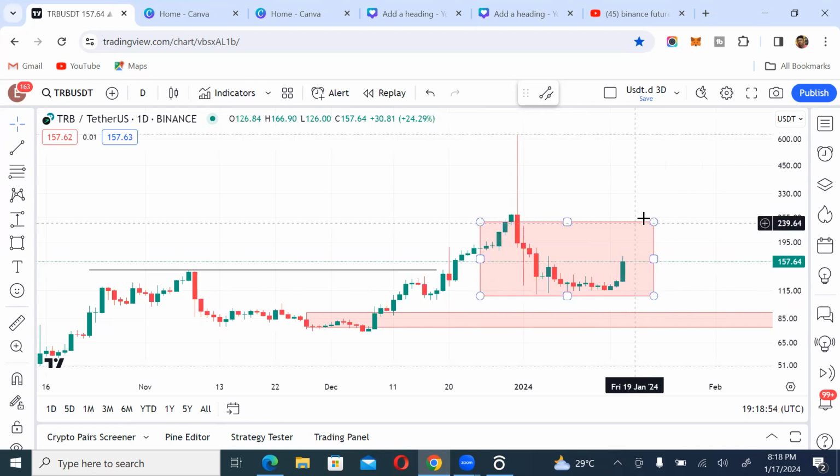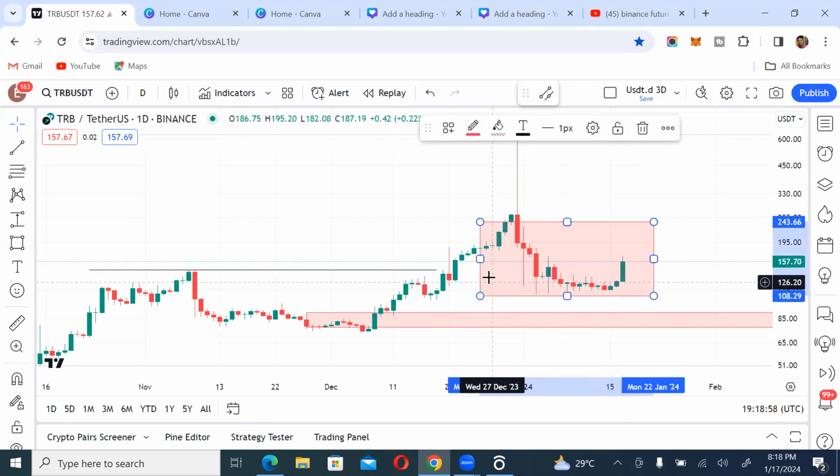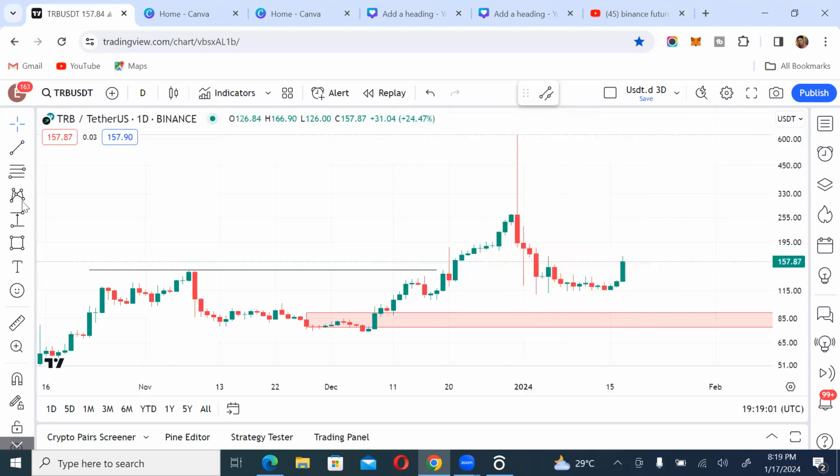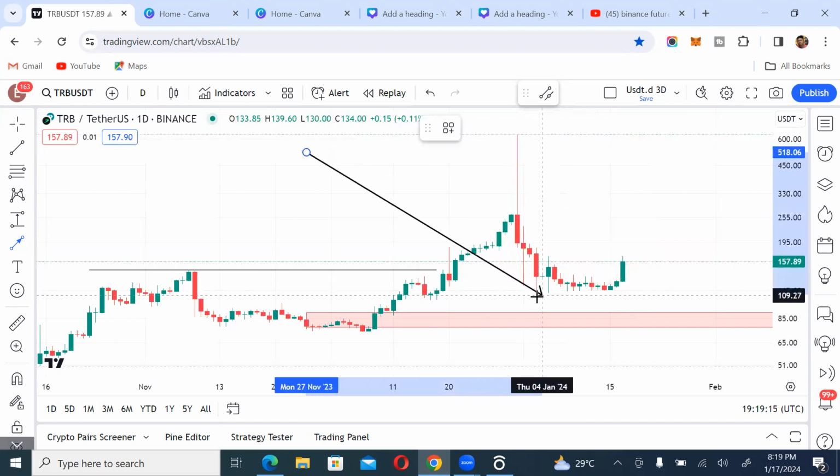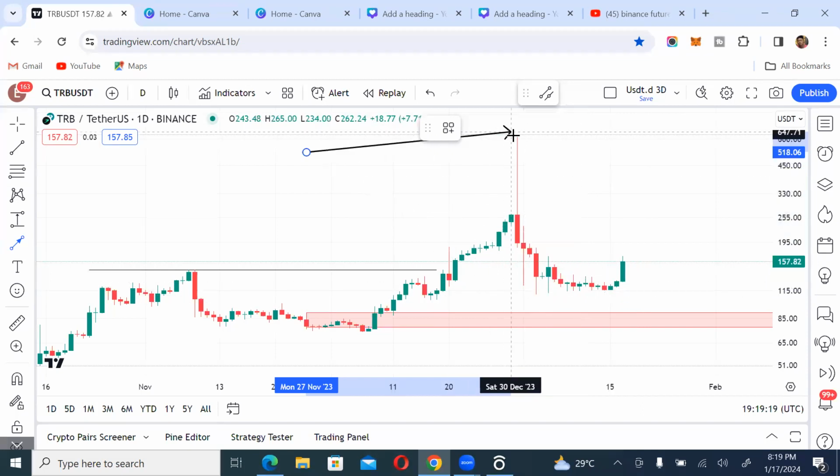Now, let me refine this. When we want to draw our range, you can see this price movement now, right? You can see price moved from here to this point, and it started ranging.